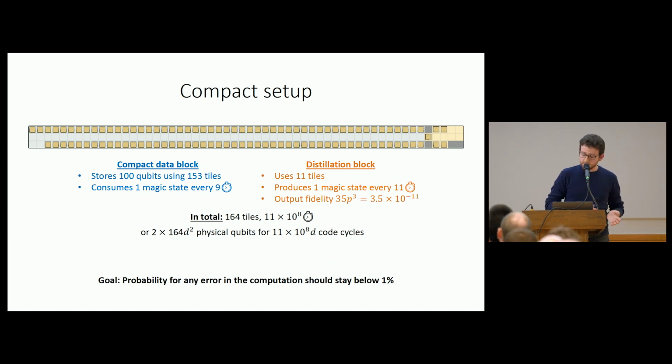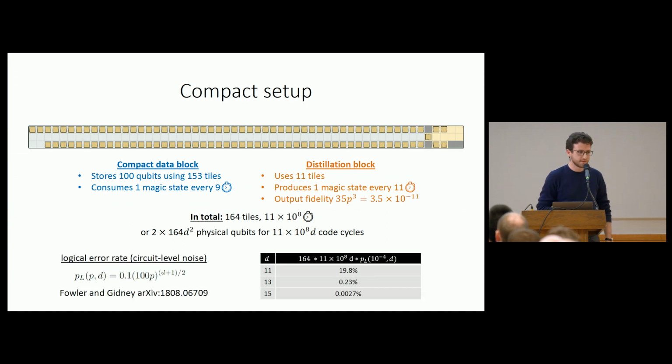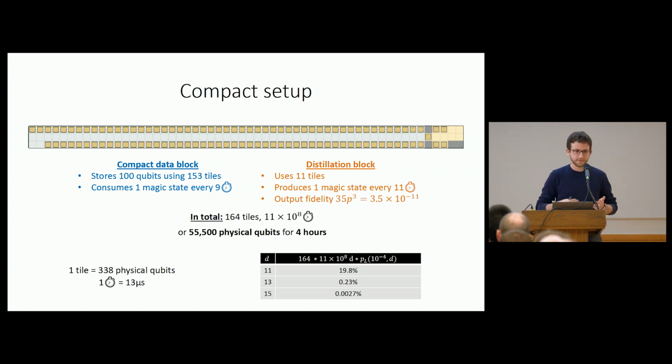To find out how many qubits and code cycles this corresponds to, we'll need to know what the code distance is. And to do that, you can use this approximation, for instance, for the logical error rate of a surface code patch under circuit level noise. And we'll need 164 of these patches to survive for 11 times 10 to the 8 times d code cycles. So this entire quantity over here should stay below 1%. And we find that distance 13 is good enough. So this entire thing is a 55,500 physical qubit quantum computer that finishes the computation in roughly 4 hours.